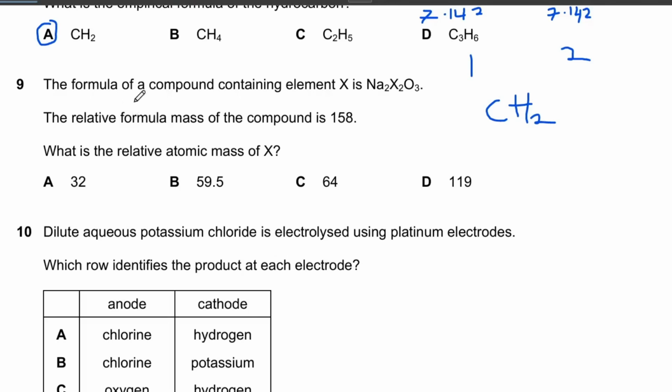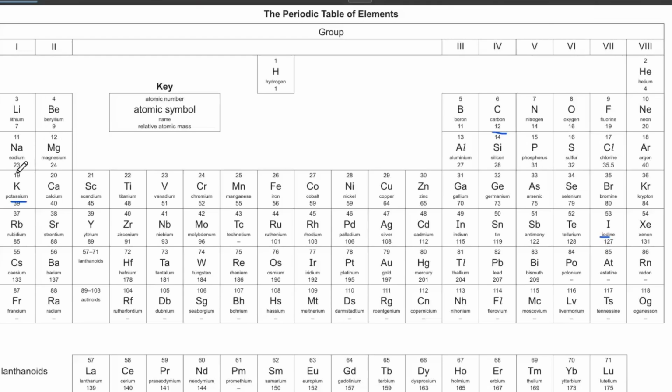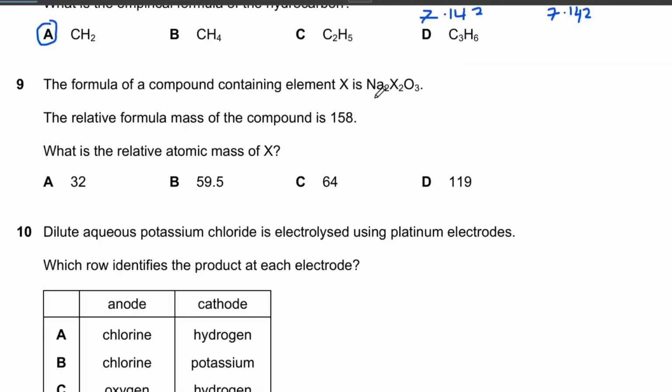Question 9. The formula of a compound containing element X is given, and the relative formula mass of the compound is 158. What is the relative atomic mass of X? In order to do that, the relative formula mass is the sum of the relative atomic masses of the individual elements here. So we check the relative atomic mass of sodium from our periodic table. Sodium is 23. It's going to be 23 multiplied by 2 plus X2. We don't know that, that's what we are looking for.